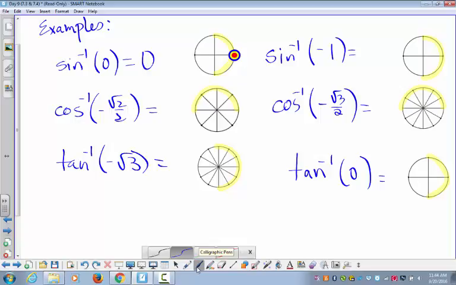Second one, angle on top with a cosine value of negative root 2 over 2. Right there. So how do we describe that angle? Yep, 3 pi over 4. Good.